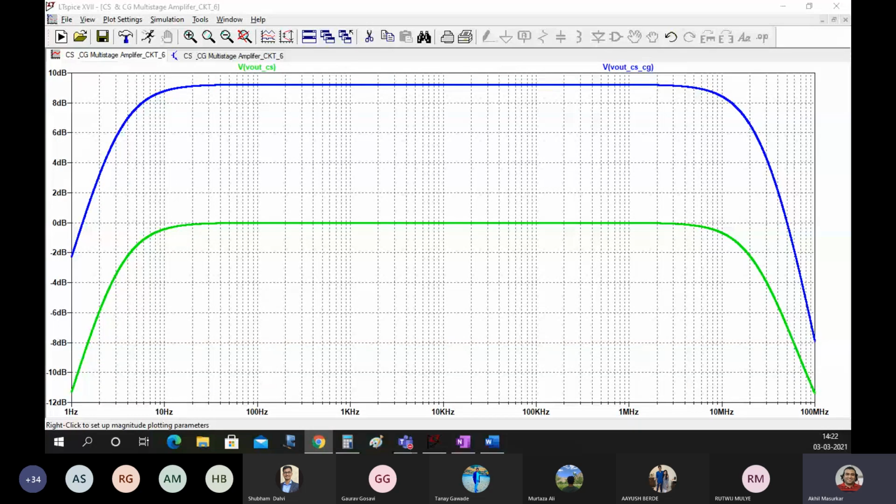Please copy this and simulate this circuit and put your answers in the chat box.